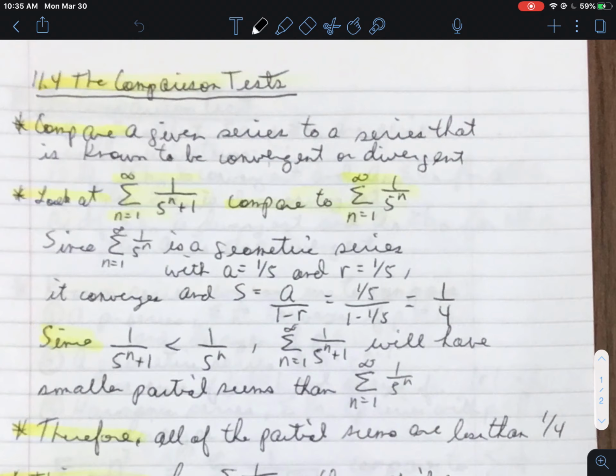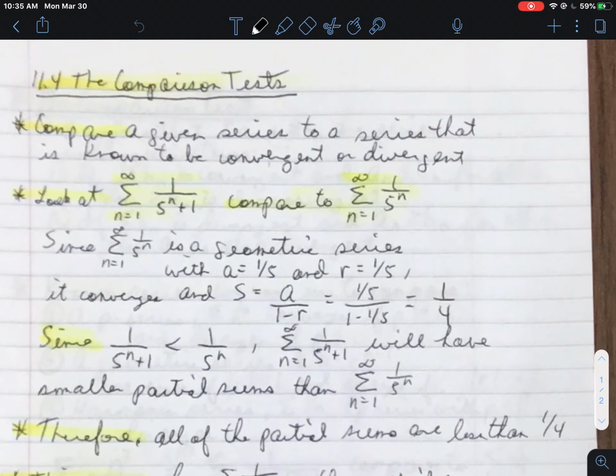And what we're looking at doing is comparing our series, the one that we're trying to determine the convergence or divergence of, to a known series. All right, and it has to be a series that we know either converges or diverges. And then we can use what we know about that series to help us determine convergence or divergence of our series. All right, so we're comparing a given series to a series that we know to be convergent or divergent.